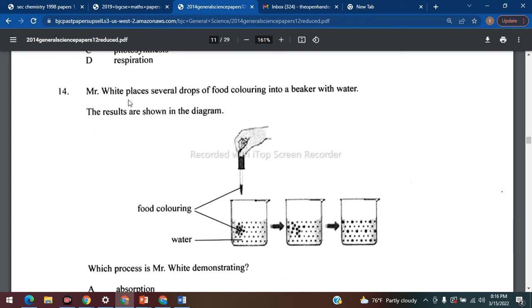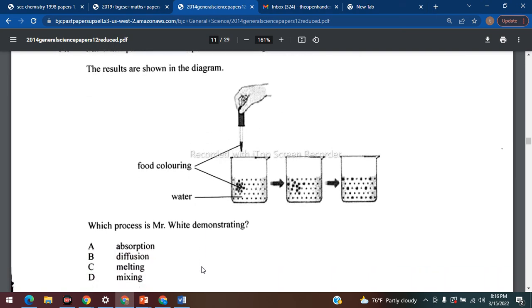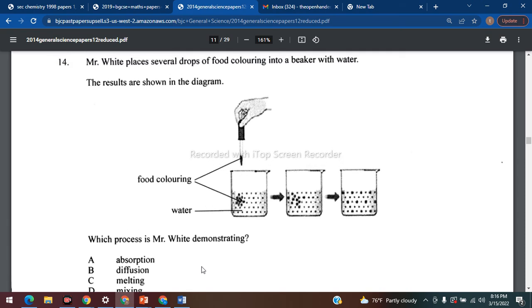Okay, so number 14. Mr. White places several drops of food coloring into a beaker with water. The results are shown in the diagram. What process is Mr. White demonstrating? Mixing or absorption? Diffusion. Diffusion is the correct answer.